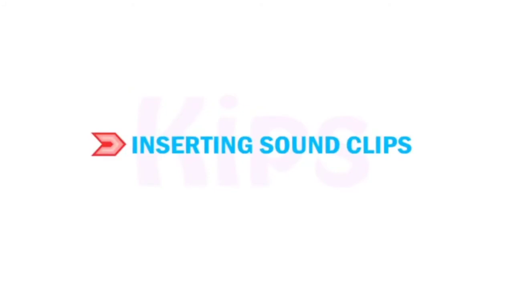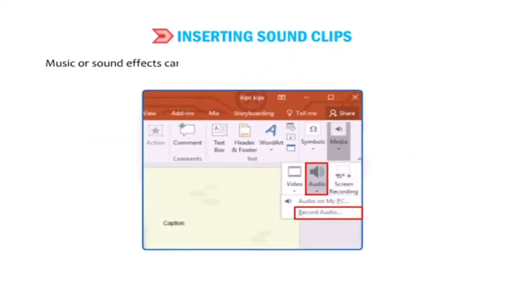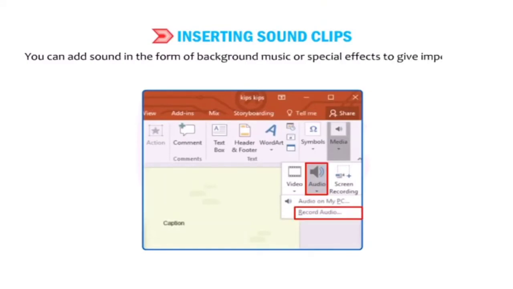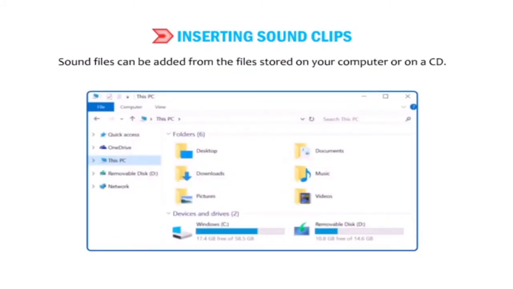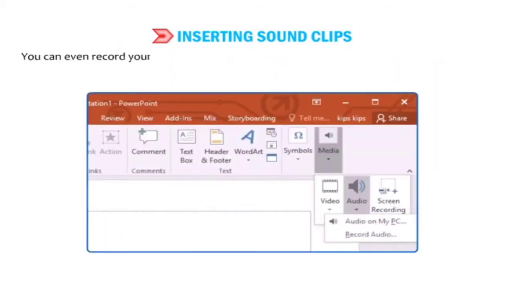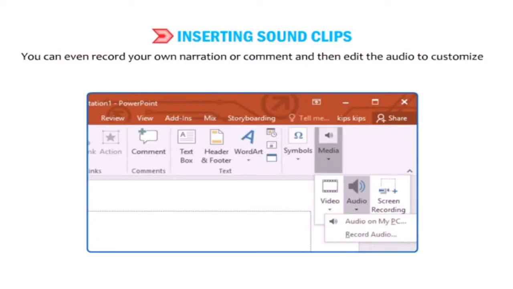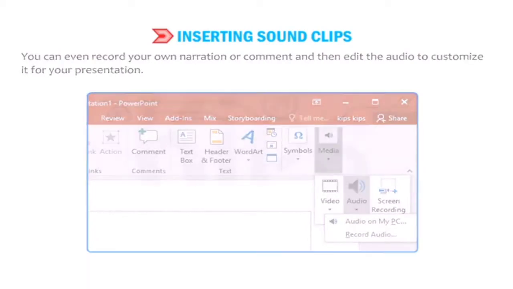Let's first talk about inserting sound clips. Music or sound effects can add a completely new dimension to any presentation. You can add sound in the form of background music or special effects to give importance to specific content. Sound files can be added from the file stored on your computer or on a CD. You can even record your own narration or comment and then edit the audio to customize it for your presentation.